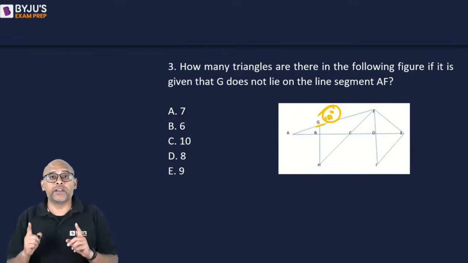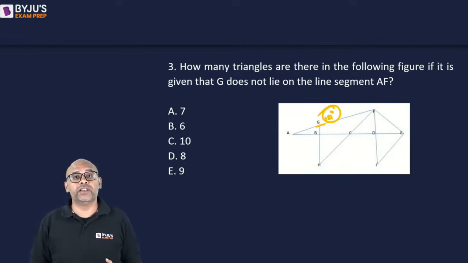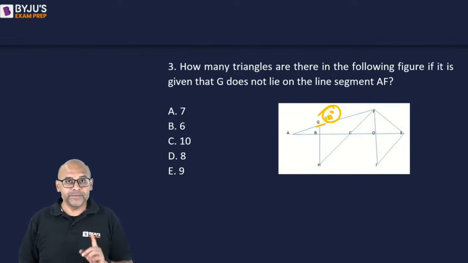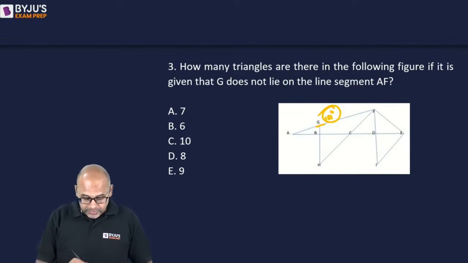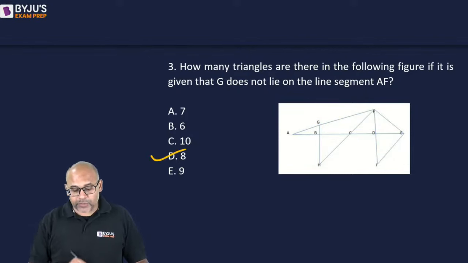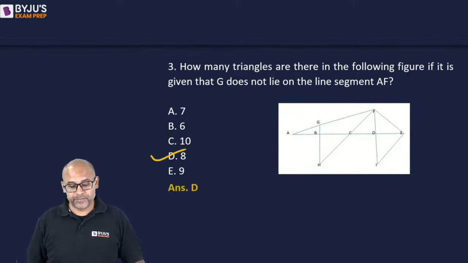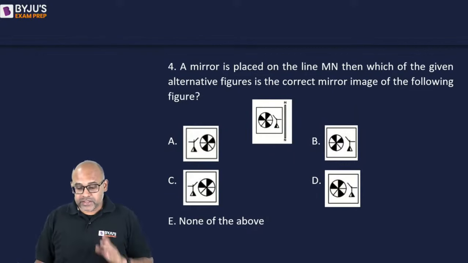So it is a trap. So don't go by the figure. Read the question carefully. That's the lesson to be learned. Clear? Right? Let's move on. So the correct answer is option D. Value is 8. Next. Simple question.